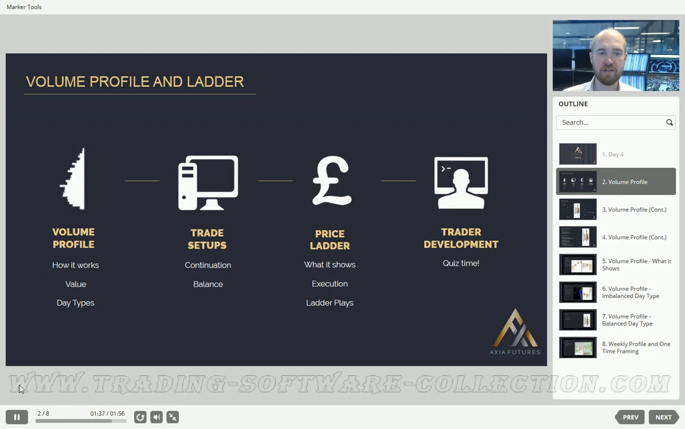And finally, just to finish off, a bit of trader development and a little quiz for you guys. This will sort of just be going through some of the things we've already touched on throughout the last 4 days, just to keep you switched on, keep you thinking. So let's move on and start off with volume profile.